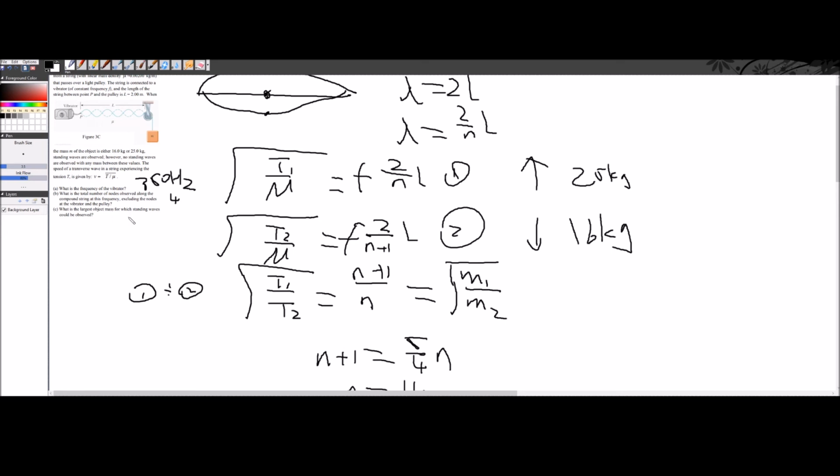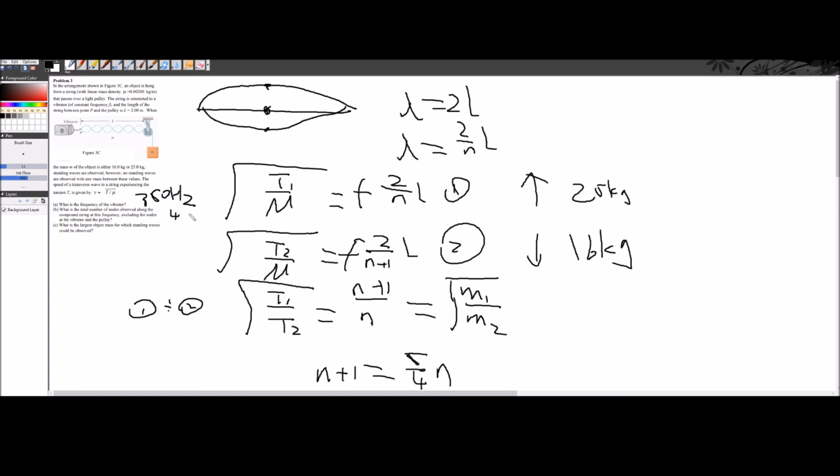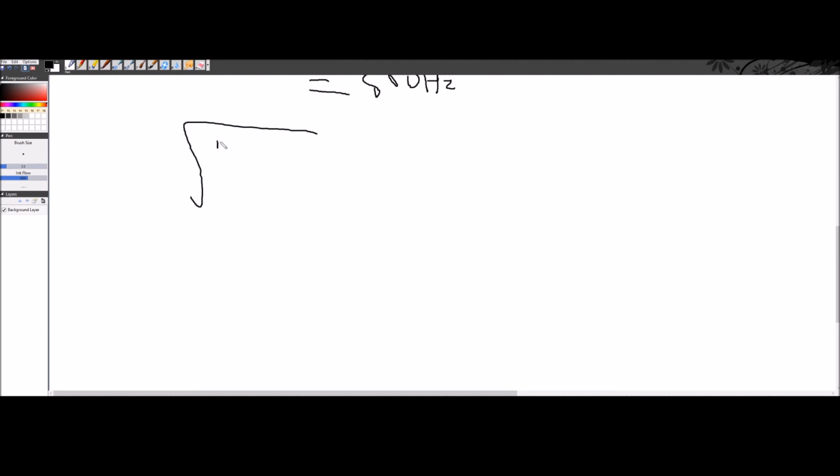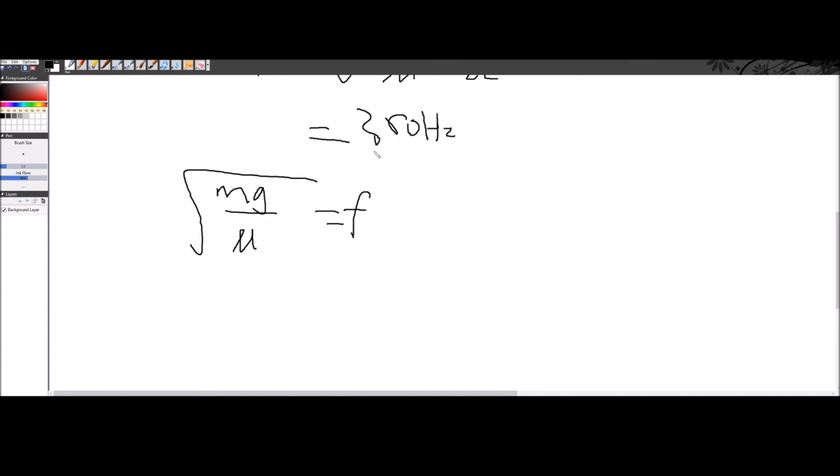Now I want to find the largest mass for which standing waves could be observed. The largest mass will be when the tension is really big, so we want n to be as small as possible. n cannot go below 1, so the smallest n is 1. This will be the largest when n is 1. So let's write the equation with n equal to 1. T is just mg, so the square root of mg over the linear mass density is equal to the frequency, which is fixed, as we know here, times 2L. It's divided by 1 technically, but it's just 2L.